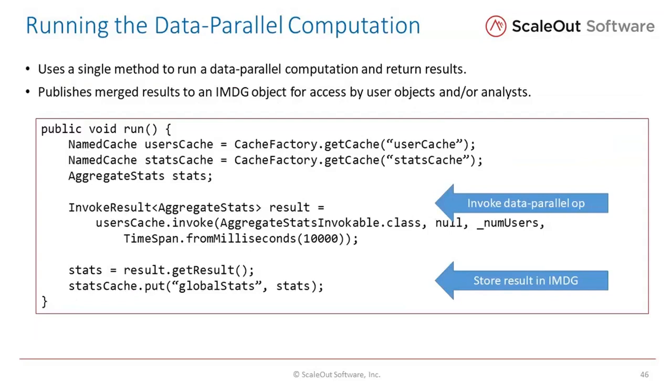So to execute this data parallel algorithm, we only need to run one statement, which will invoke that data parallel execution, run it, and return a result in this result object, which we then can perform the final averages on, taking the sums and the counts and performing the final average, and leave that in an object which we can then put in the grid for access by the digital twin. So this analysis algorithm can then access the latest global statistics, which can be computed every few seconds using data parallel computation, extracting data from the digital twins.